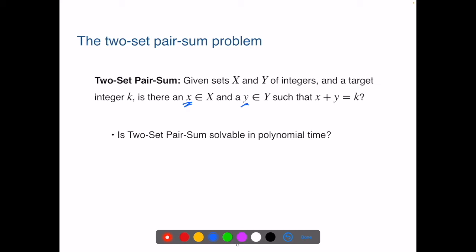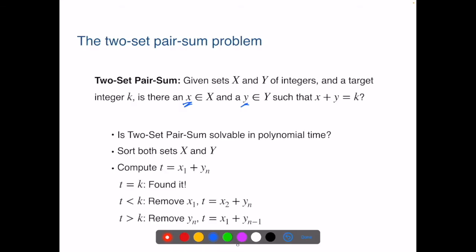It should be clear that we can solve it using an algorithm very similar to the one we used to solve the PairSum problem. We start by sorting both sets, x and y, in an ascending order. We compute the sum of x1 and yn, where x1 is the smallest number in set x and yn is the largest number in set y. We compare T with the target K. If they are equal, we have found the pair and we can stop.